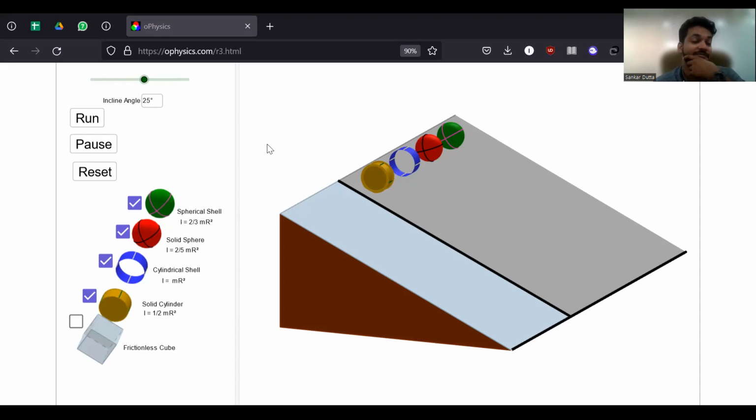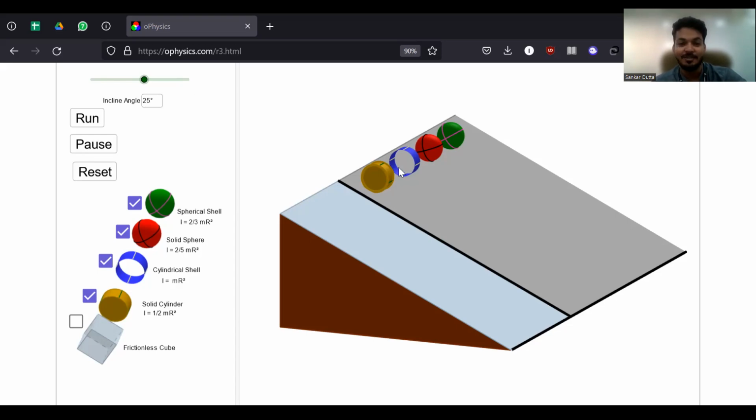What about Janvi? What about Ritu? Guys, come on, take a pick. Choose your favorite one. Well, everybody's favorite one seems to be the solid sphere. I don't know why. Solid cylinder.